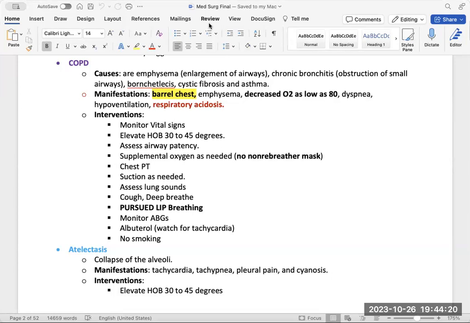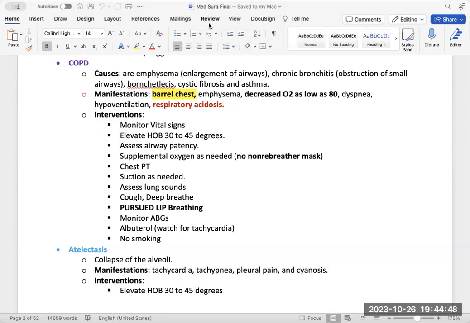What about the O2 sat? What do we expect level-wise to be for them? In the 80s. Yeah, right. We're definitely not expecting 95 to 100. We're not going to call the doctor if we see 95. If they're in like the 85 range, it's okay. If they're getting like 80 and lower, then we're going to start worrying, right? But not as bad. Dyspnea, and they can also have respiratory acidosis.